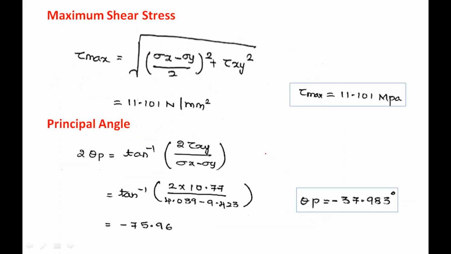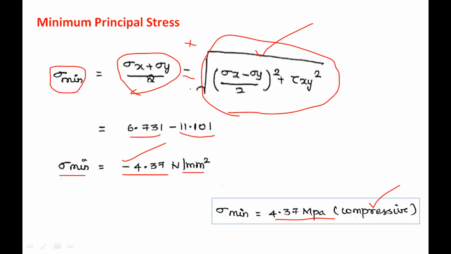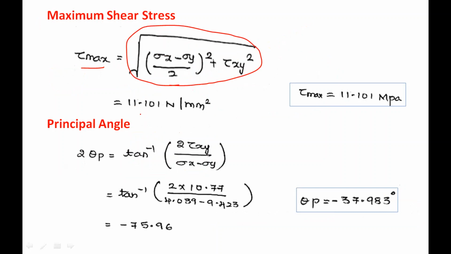Next we will find the maximum shear stress. Tau max is equal to only that radical term inside the root. So we have this radical term alone for the shear stress. We get the value as 11.101 Newton per millimeter square, which is 11.101 megapascal.